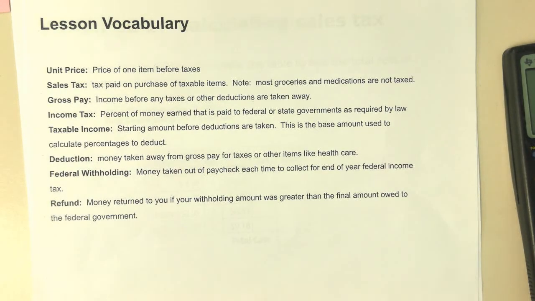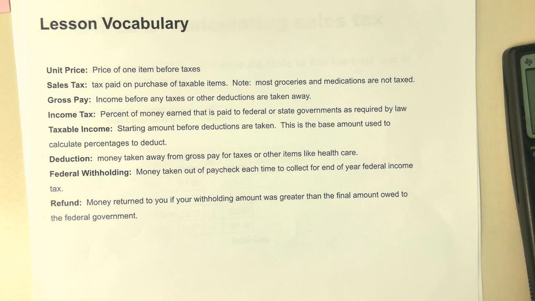The lesson vocabulary, I want you to be responsible for all of this. You may see it today, you may see it in future lessons. Remember that a unit price is the price of one item before its taxes. The sales tax is the tax paid on a purchase of taxable items. Most groceries and medications are not taxed, but almost everything else, including services, is taxed. Gross pay is your income before any taxes or other deductions are taken away. So gross pay is the amount that you earn.